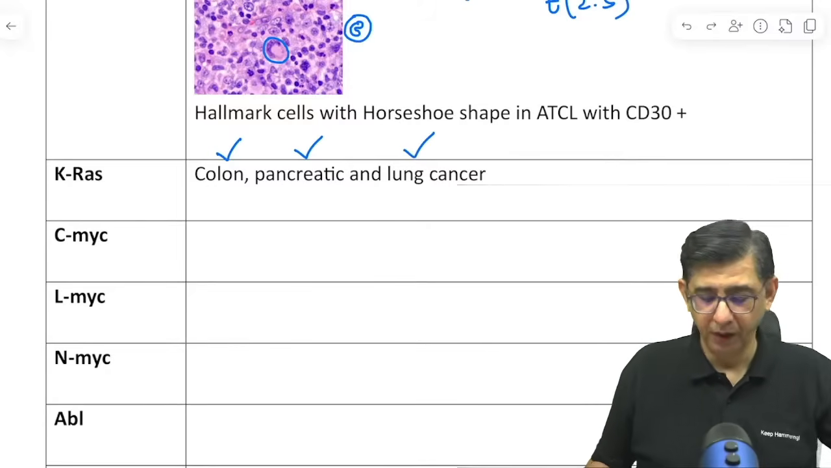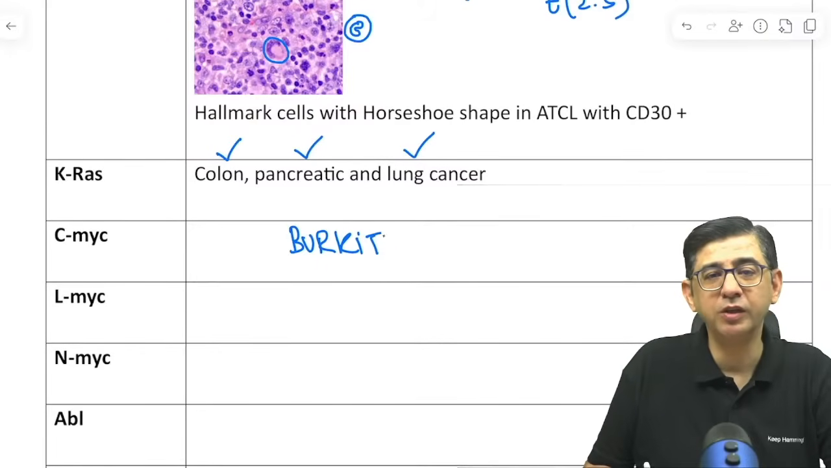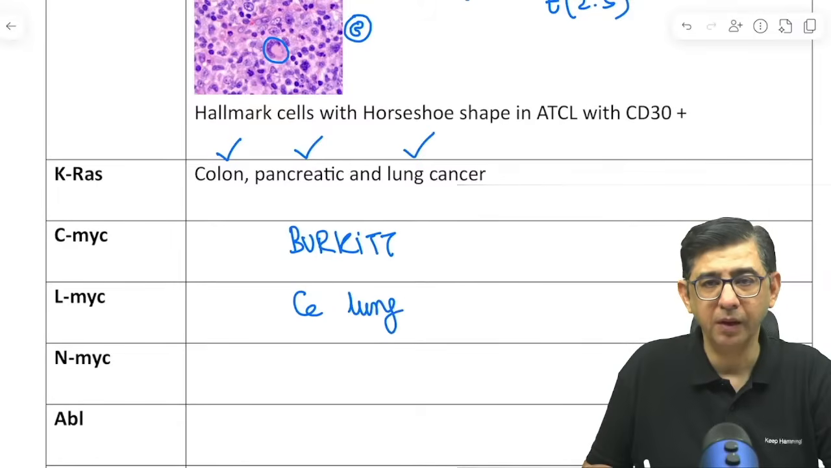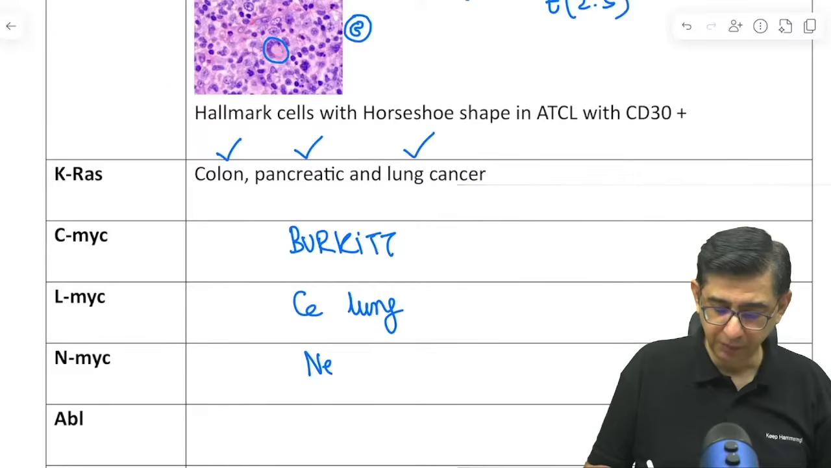Okay, fine. So starting with the CMYC, the association to be remembered is Burkitt's lymphoma. LMYC would be for lung cancer. And the next one is NMYC, that is for neuroblastoma.